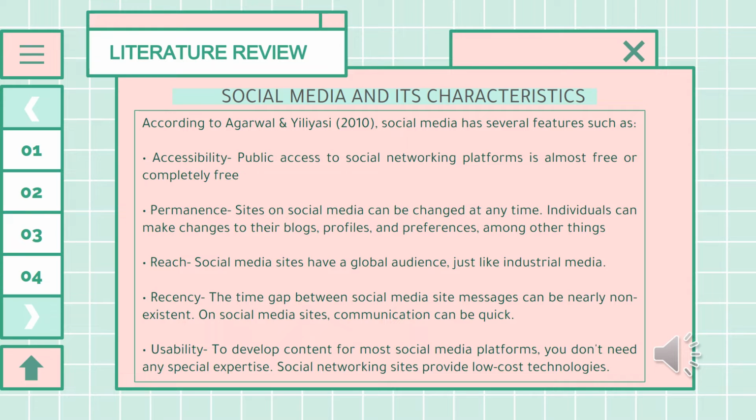recency, and usability. For accessibility, public access to social networking platforms is almost free or completely free. For permanence, sites on social media can be changed at any time. Individuals can make changes to the blog's profile and preferences, among other things. For reach, social media sites have a global audience, just like industry media. For recency, the time gap between social media site messages can be nearly non-existent. On social media sites, communication can be quick. And for usability, to develop content for most social media platforms, you don't need any special expertise. Social networking sites provide low-cost technologies.